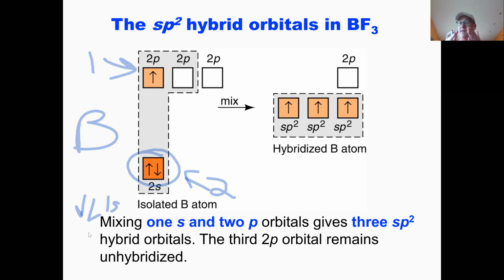And you remember, when boron forms a molecule like boron trifluoride, do you remember what shape it was?